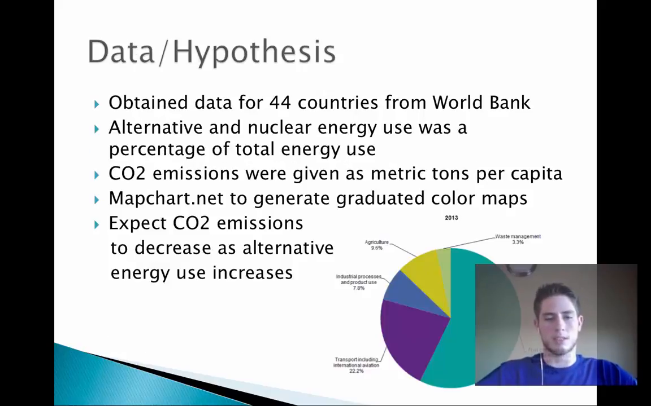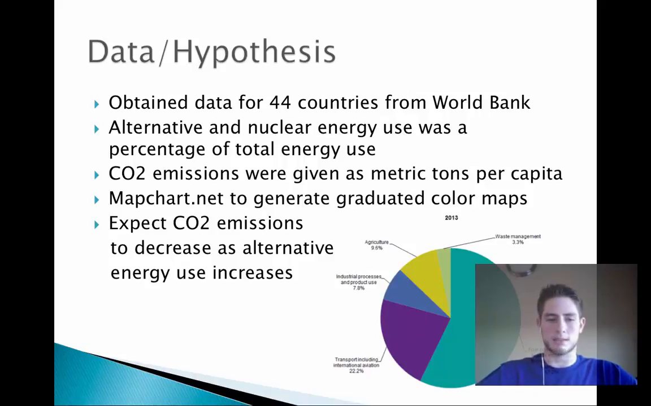So I got my data for 44 countries from World Bank. Alternative and nuclear energy use was percentage of total energy use for that country. CO2 emissions were given as metric tons per capita. So both of those were fairly straightforward to calculate the location quotients by simply dividing each country by the average for Europe. I used mapchart.net to generate graduated color maps.